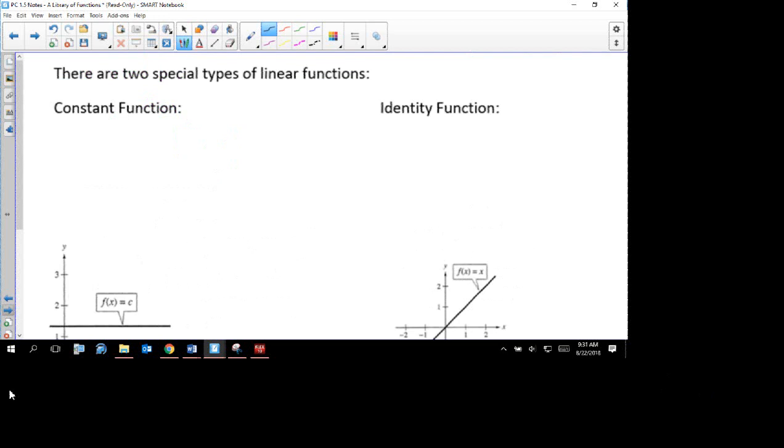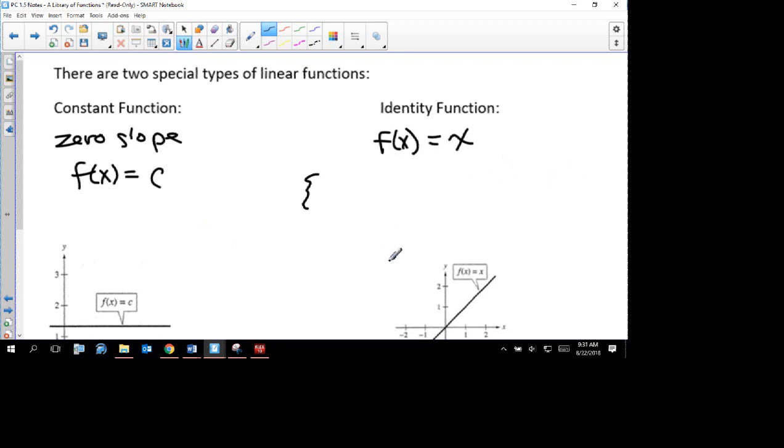And then this is just vocabulary. A constant function would be a function that has 0 slope. It's in the form f of x equals c, any number. Identity function, though, is where f of x is equal to x.